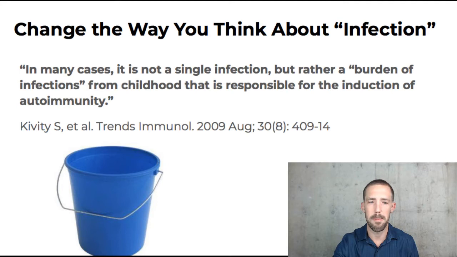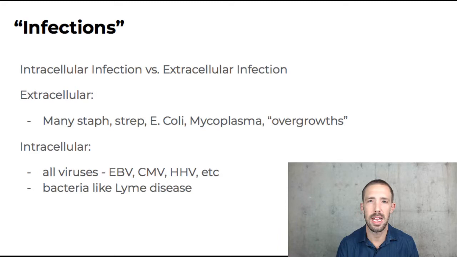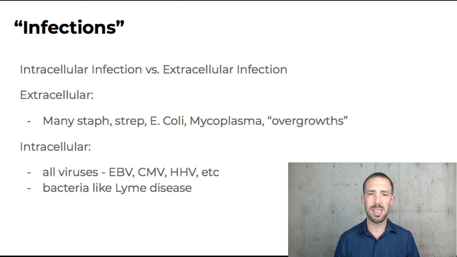So infections, and I'm skimming through this once again, this is really the foundation. We're just laying the framework here, but there are different types of infections. Intracellular infections, meaning the bug has literally gotten inside the cell, versus extracellular infection, where the bug could be outside of the cell and still be colonizing, still be doing bad things, still be causing damage. Some of your extracellular infections are your strep throat, your staph, some bacterial infections like E. coli, mycoplasma infections, because they're typically in the bloodstream or in tissue, not in the cell. And so these are also our overgrowths.